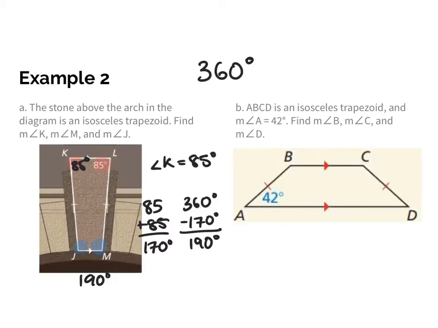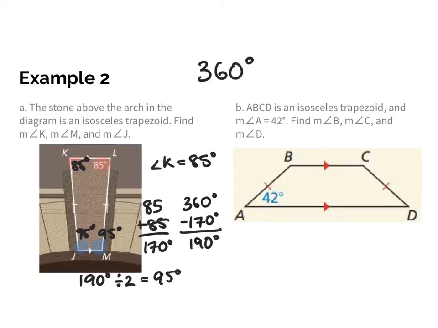Now, since J and M are both equal, I'm going to take 190 and divide it by 2. I'm cutting it in half because if J and M are the same, they both have an equal part of that 190 degrees. So 190 divided by 2 gives you 95 degrees for both of those. That means angle J is 95 degrees and angle M is 95 degrees. So that's using the base angles theorem, knowing that the angles on the same base are always going to be equal.